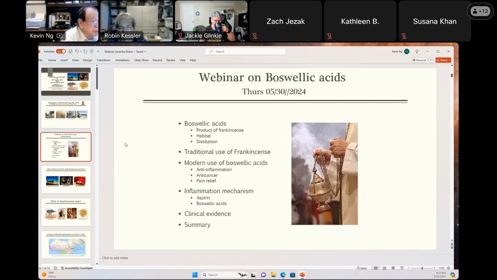Now, boswellic acid is a compound extracted from the frankincense. So this is the outline of my talk tonight: the boswellic acid, the traditional use of frankincense, the modern use of frankincense, and inflammation. This is what I want you to take home, the message about inflammation and how boswellic acid can affect it.